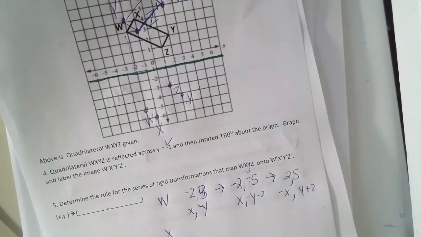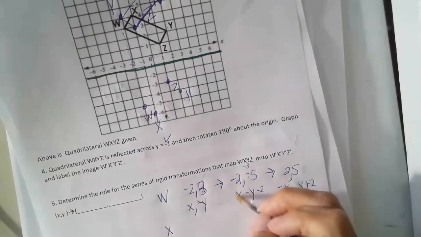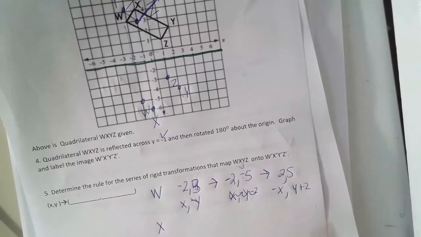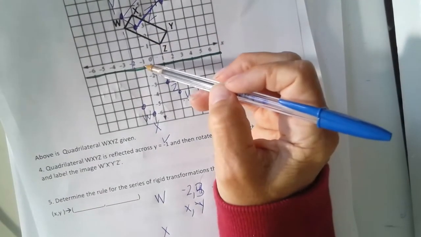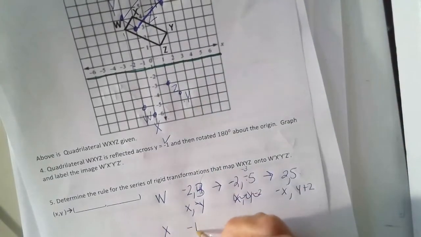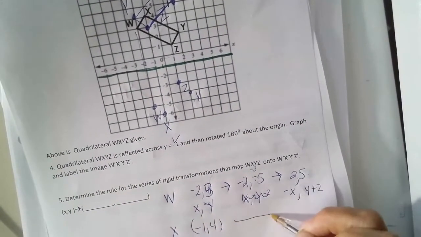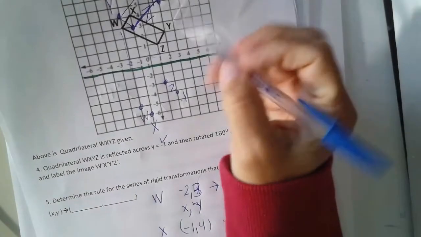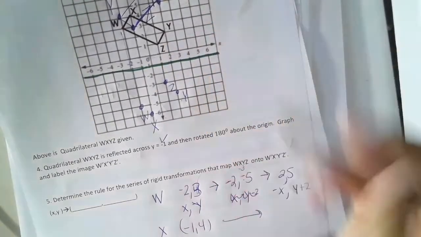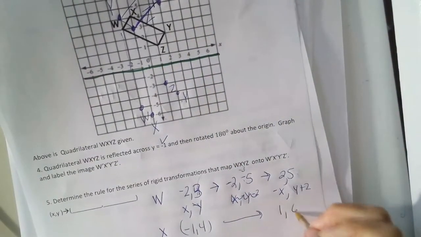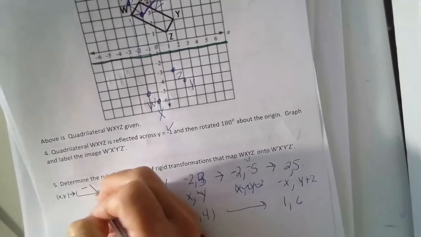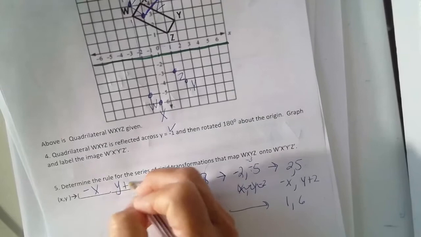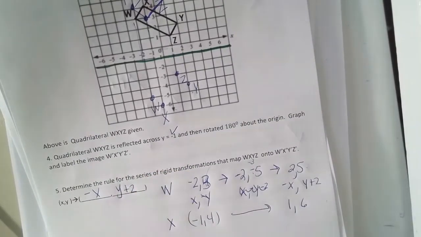Let's see if the same thing worked with X. We'll just look at the first and the last. We don't even need the middle. How did you get from the first to the last? Okay, my original X was at -1, up 4. And my final X was at +1, up 6. So let's see if it worked. Flip the X, add 2 to the Y. Yes, it did. Then you know you did it right.